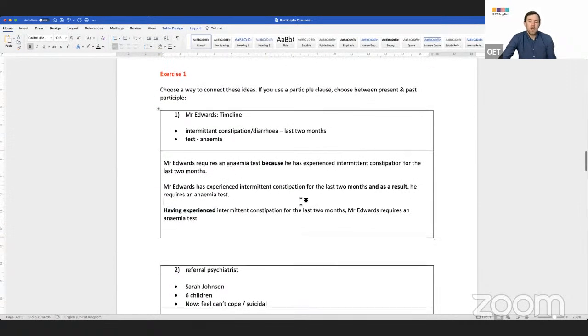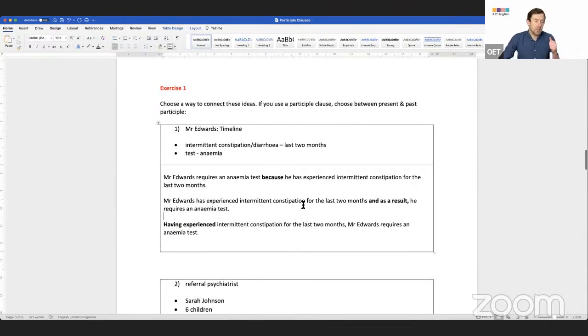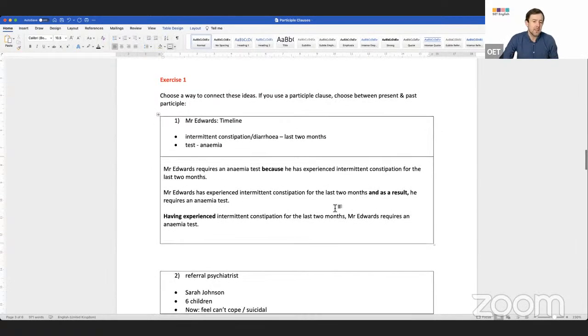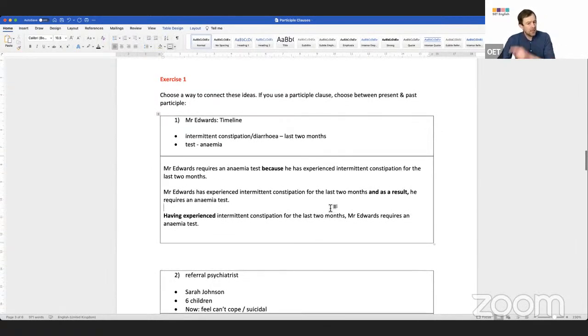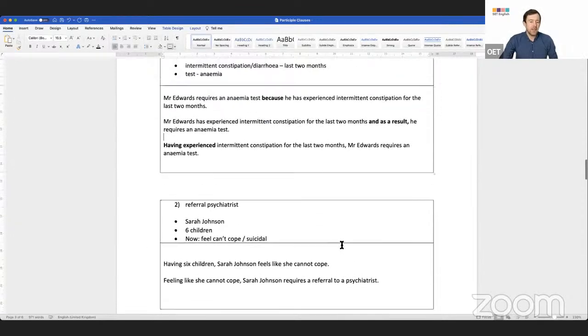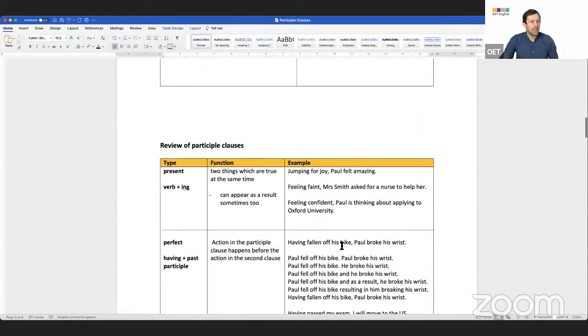Okay, so we're going to come back tomorrow. We're going to do a bit more work on participle clauses. I'm going to put you into groups. You can write some sentences, and then when we get to the end of the week, we're going to do a big review of all of the different ways that you can add ideas into sentences. So try and make sure you're here for that one. Okay, let's finish there, and I'll see you tomorrow morning.